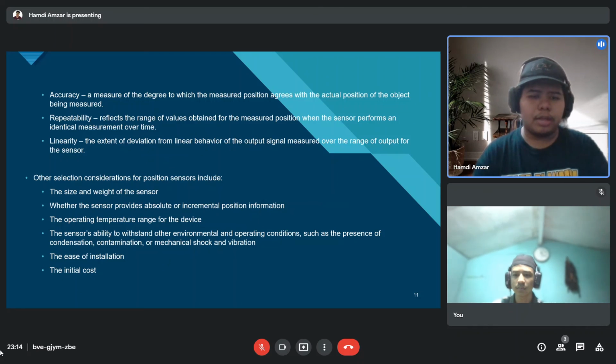Second, whether the sensor provides absolute or incremental position information, the operating temperature range for the device, the sensor's ability to withstand other environmental and operating conditions, such as the presence of condensation, contamination, or mechanical shock and vibration, the ease of installation, and the initial cost.